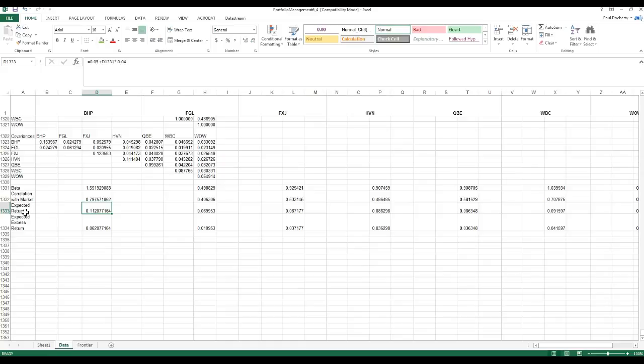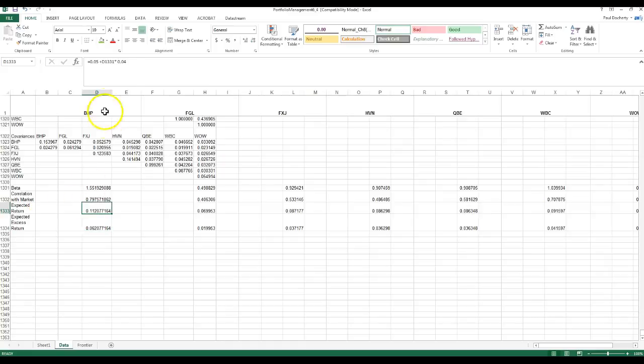Now, in this particular example, I'm going to assume two inputs. I'm going to assume that an analyst forecast has told us that the expected return on the equity market is 9% per annum across the next year, and the expected risk-free rate of return is 5%. Okay, so we're taking those from some sort of expert, and we're taking those as a given.